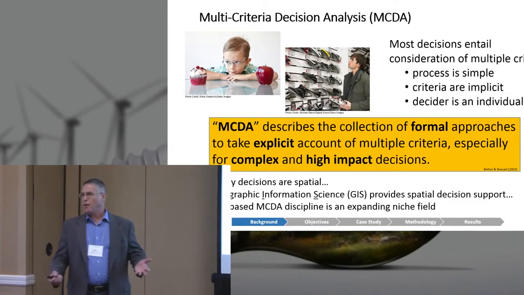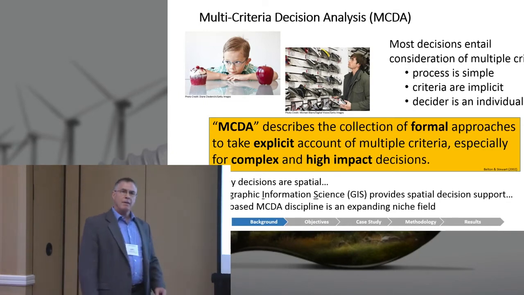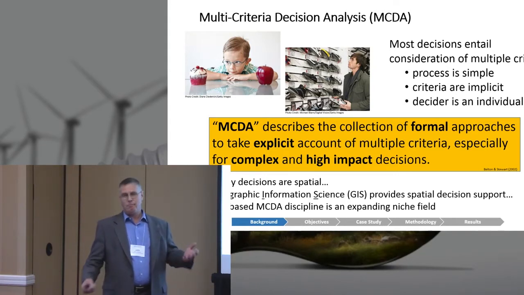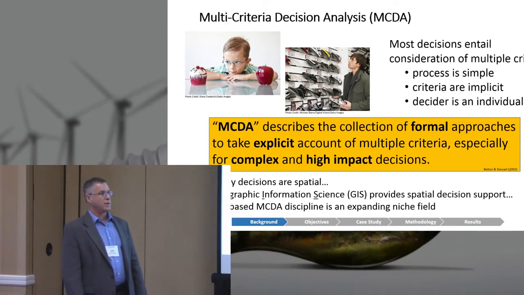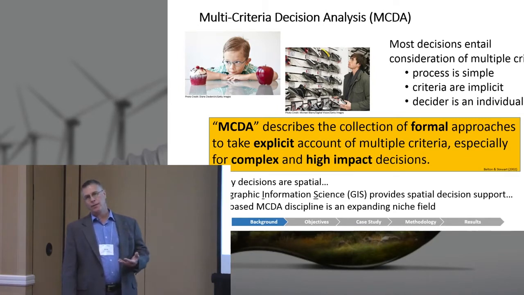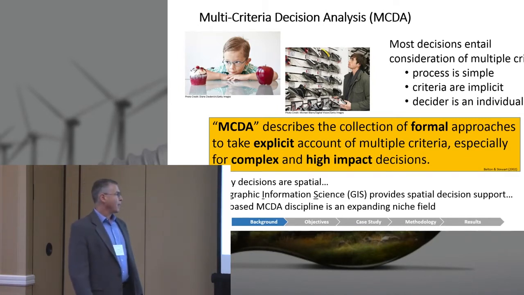We're making decisions all the time, and they almost always involve multiple criteria. But usually our decisions are very simple, and those criteria are considered implicitly. And more often than not, it's just one person making the decision. Multi-criteria decision analysis, or MCDA, refers to a collection of formal approaches where criteria are considered explicitly. And this would normally be applied when there's a very complex decision and the impact is high.